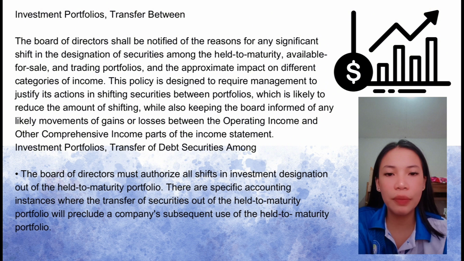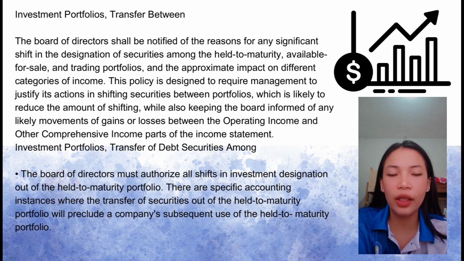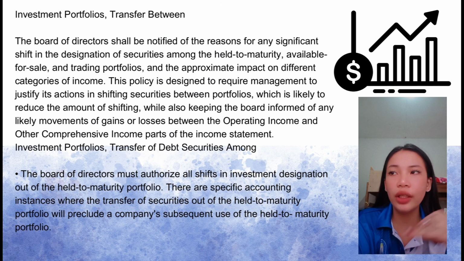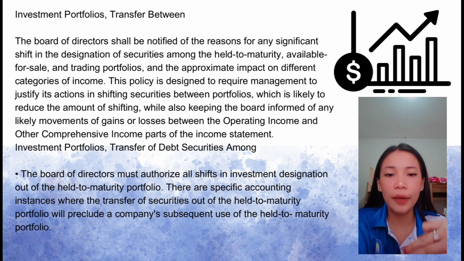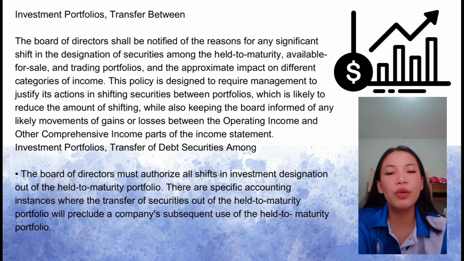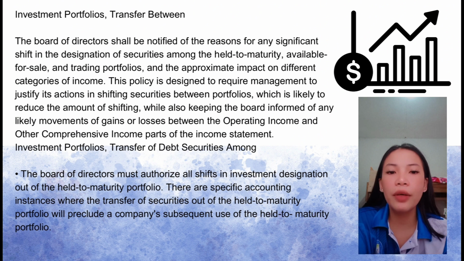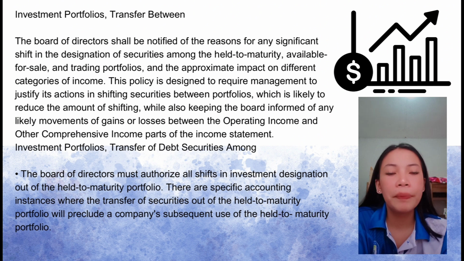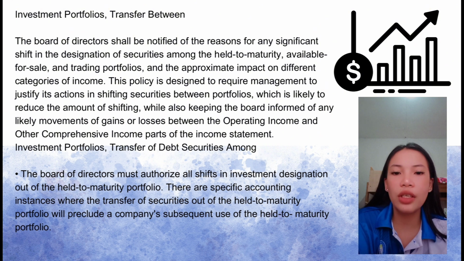Investment portfolios transfer between. So dito is kapag yung company nag-decide to move its investment around different categories, kagaya ng held to maturity, available for sale, or trading, kailangan nila sabihin sa board of directors bakit nila ginawa yun. This rule is in place to make sure the management has good reasons for moving things around na makakatulong sa pag-prevent ng unnecessary changes. In addition, it keeps the board updated on how these moves might affect the company's income, making sure na lahat ay may alam about potential gains or losses.